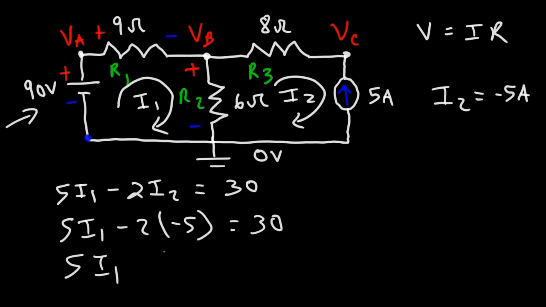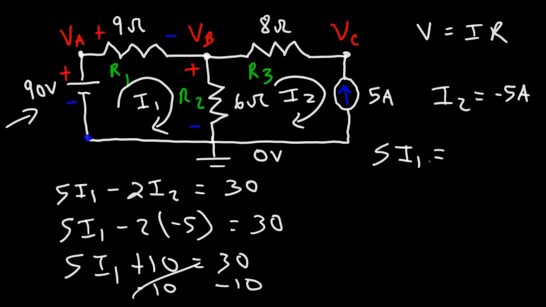Negative 2 times negative 5, that's positive 10. And now let's subtract both sides by 10. So we have 5 times I1 is equal to 30 minus 10, which is 20. Dividing both sides by 5, we can see that I1 is going to be 20 divided by 5, which is 4 amps.